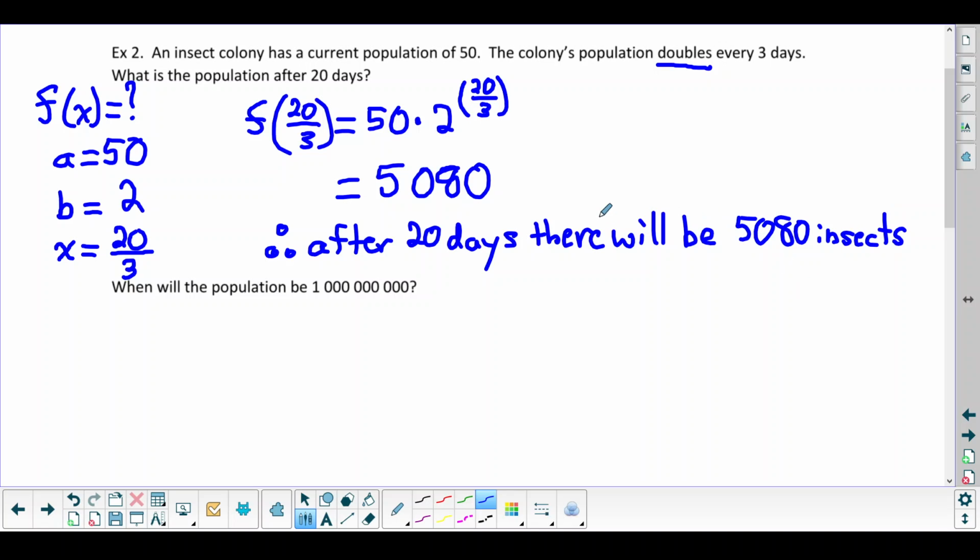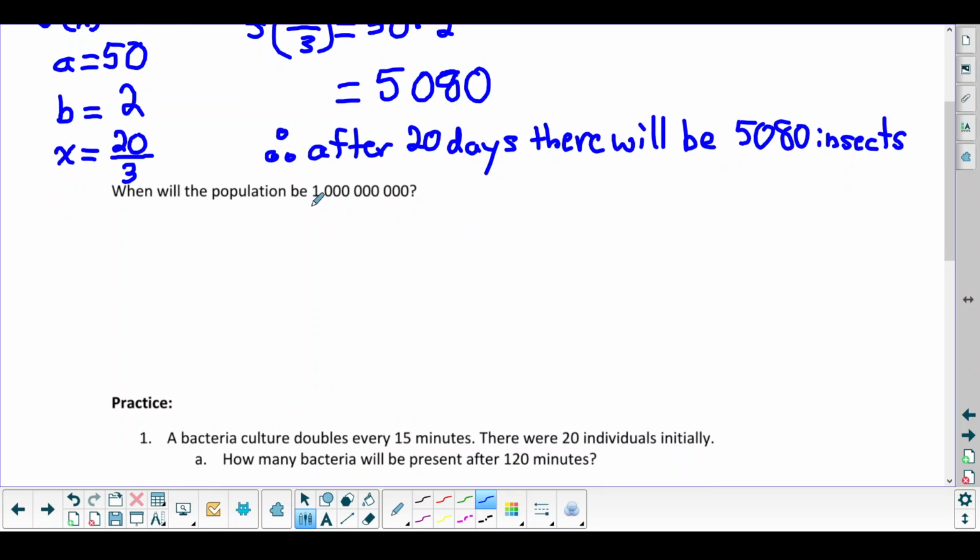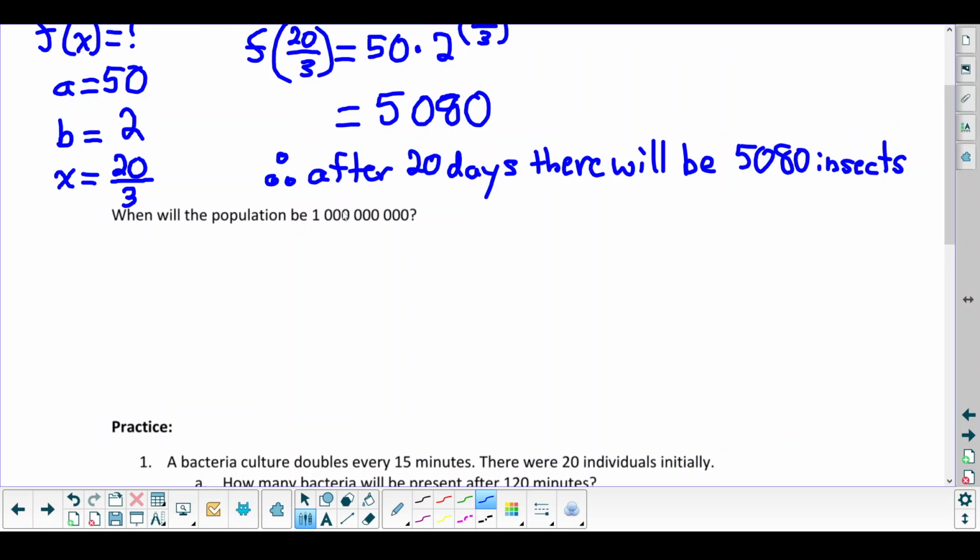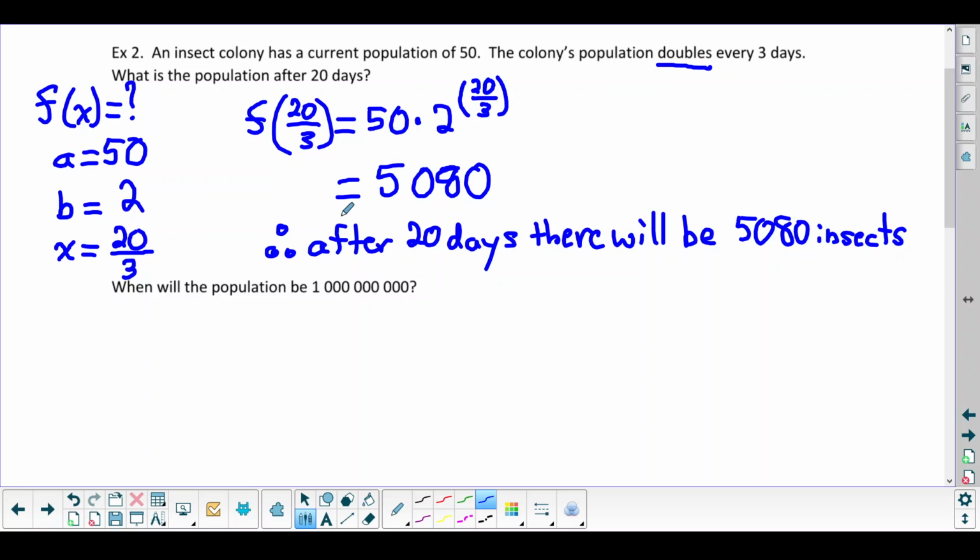Okay. Let's look at the next part here. It says, when will the population be 1 billion? Okay, well, that's a really big number. Well, if we think back to the first question we looked at, we know that it grows really fast the farther we go along, right? The numbers get really big really quick. So maybe it won't take as long as we think.